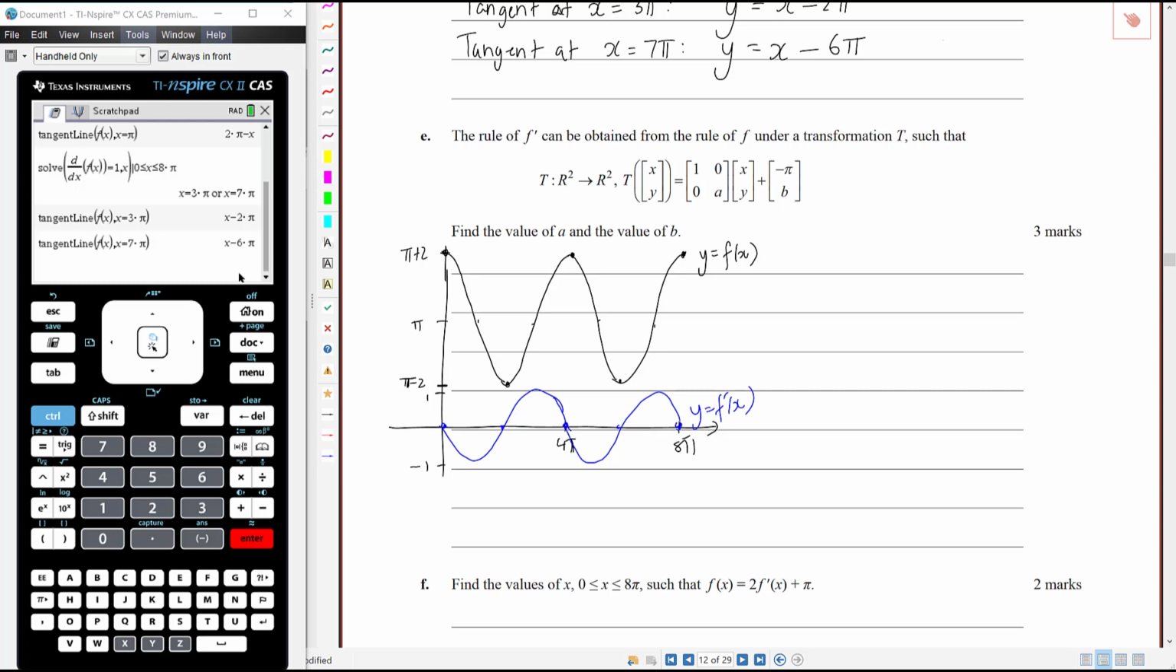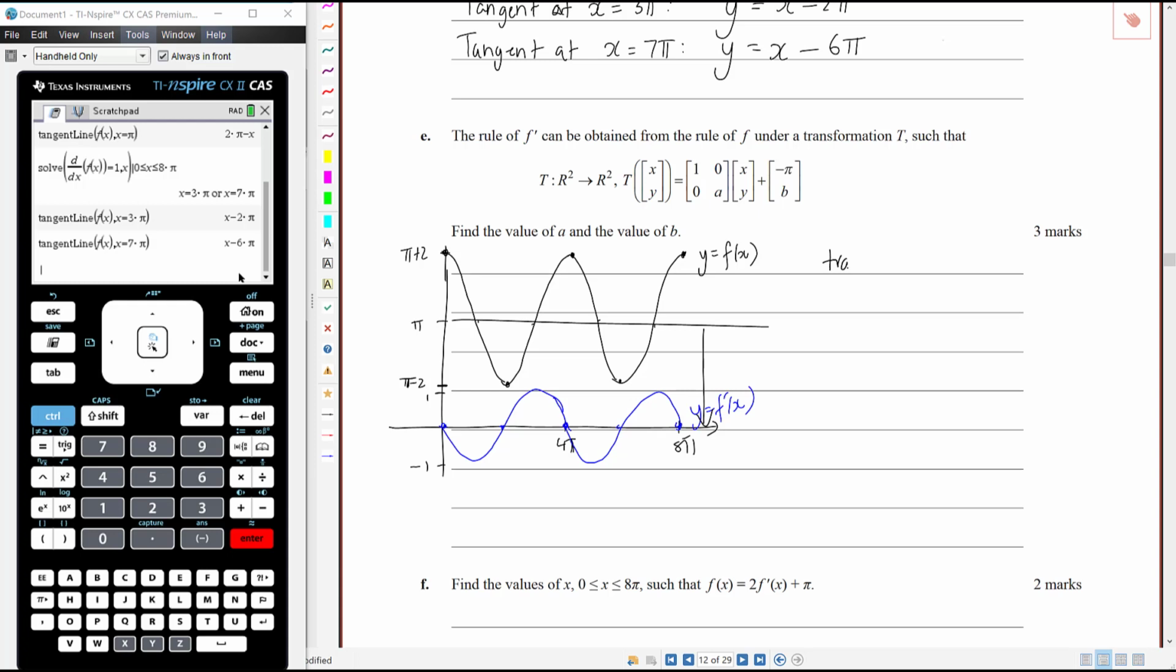So find the value of a and the value of b. We want to think about how f dash can be obtained from f. So how do we get from the black curve to the blue curve? The first thing is to translate it down so that its center is also at 0, 0. It's got the same period, so we don't need to do any dilating from the y-axis, but we are going to need to do the dilation from the x-axis, but we don't want to do that before we translate it down so that it's actually got its center on the x-axis.